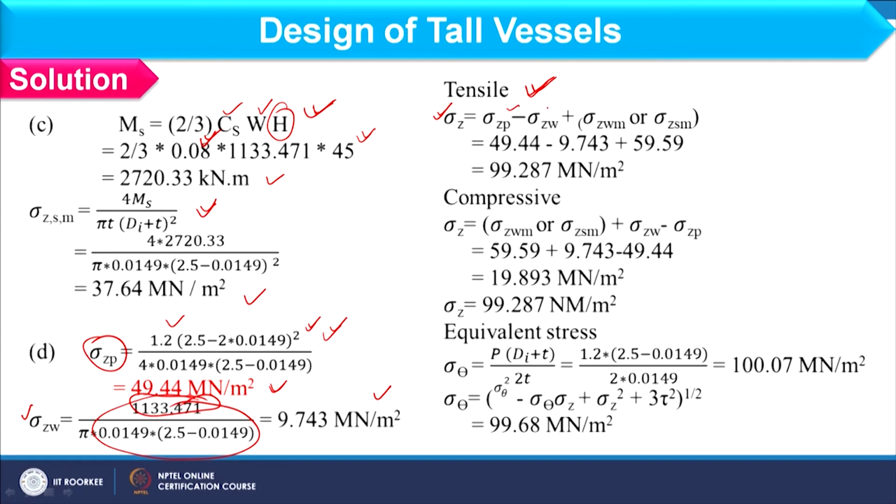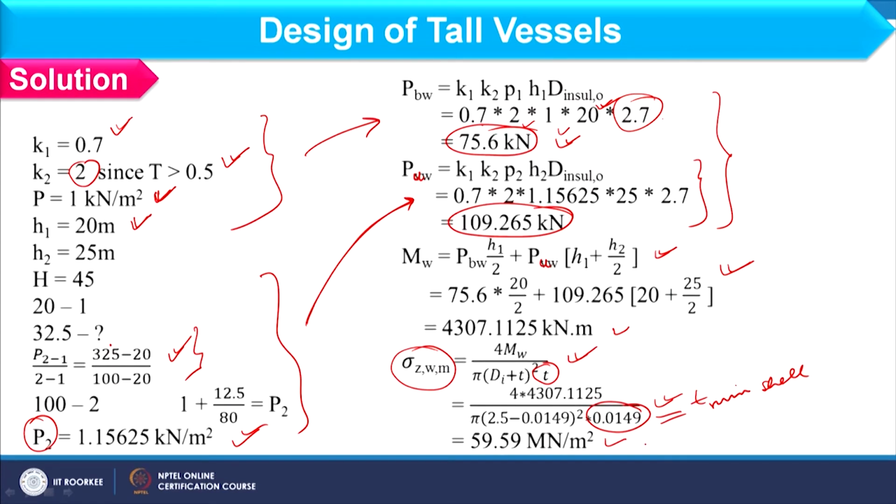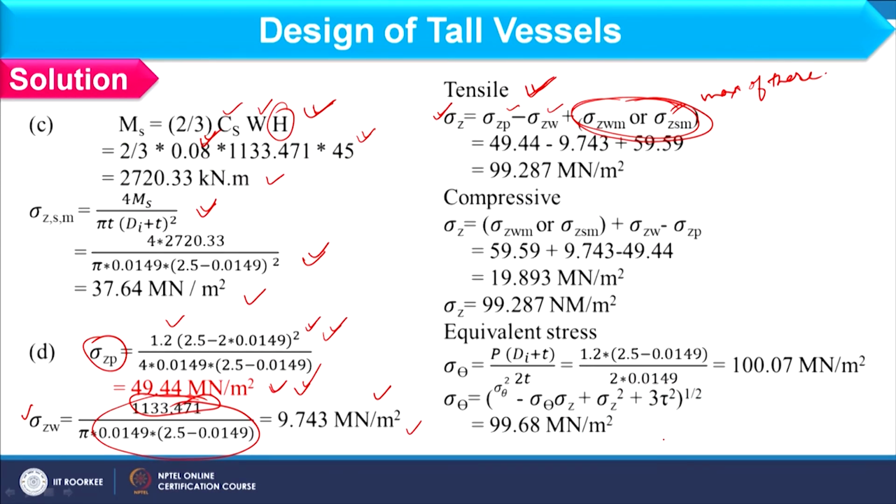So, this is basically sigma Z, that is the resultant stress. Sigma Zp minus sigma Zw and these terms. We consider the maximum of these. So, sigma Zp is 49.44, sigma Zw is 9.743, and you see among these, when we compare sigma ZSM as well as sigma ZWM, sigma ZWM will be maximum. So, we consider that value over here. So, sigma Z should be 99.287.